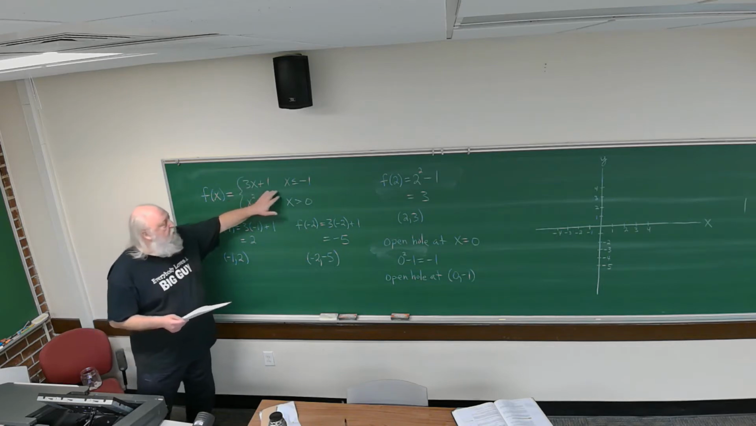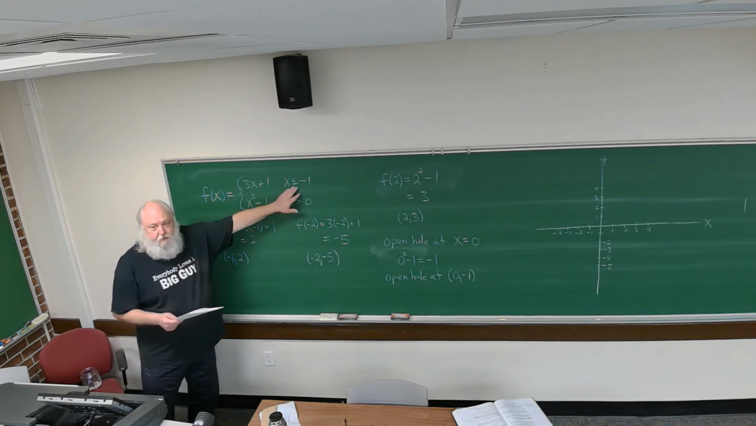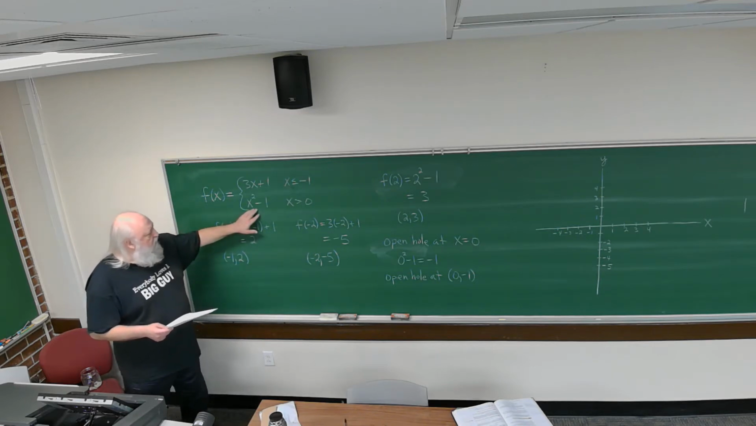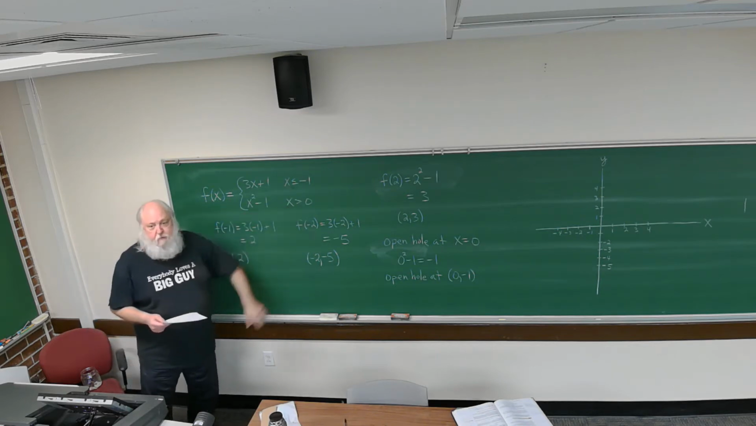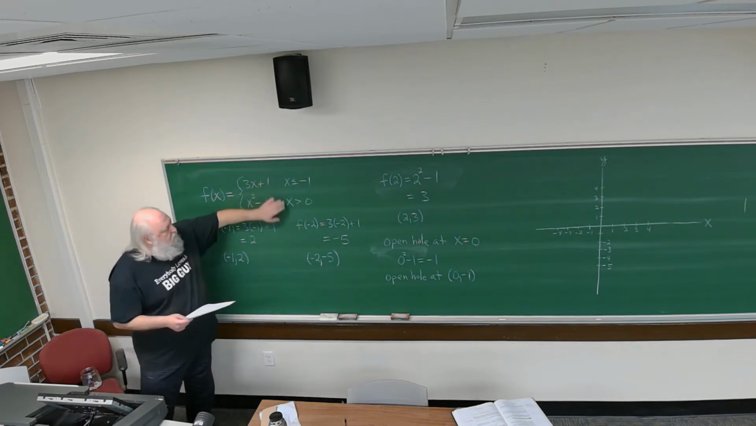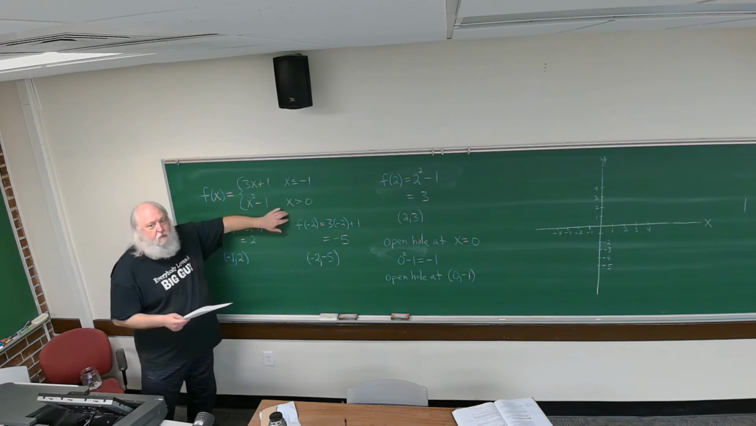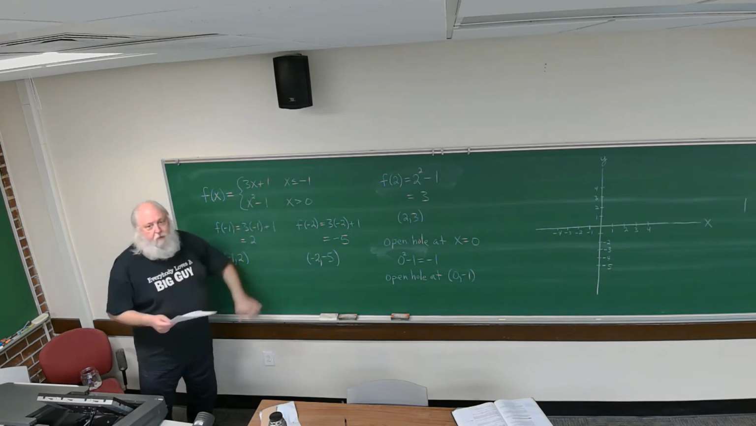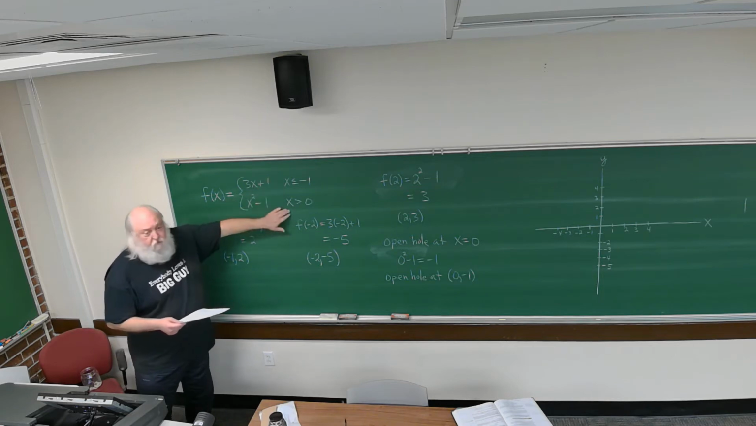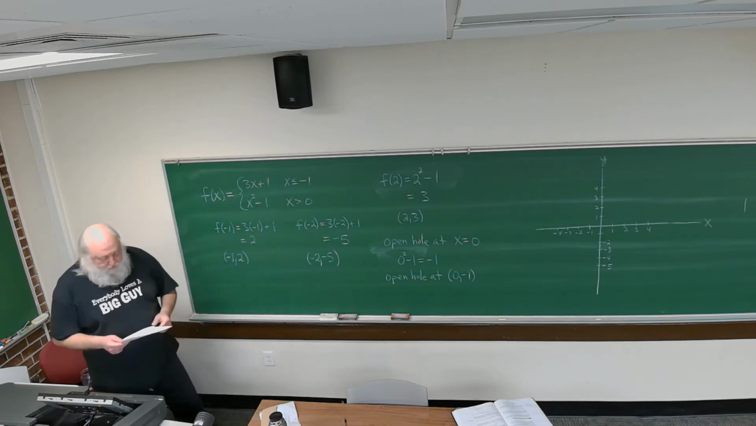3x plus 1 if x is less than or equal to -1, and f of x is equal to x squared minus 1 if x is greater than 0. Okay? And you notice that the domain of the function is broken up into disjoint intervals. There's no overlap between this interval and this interval on the domain. Okay?